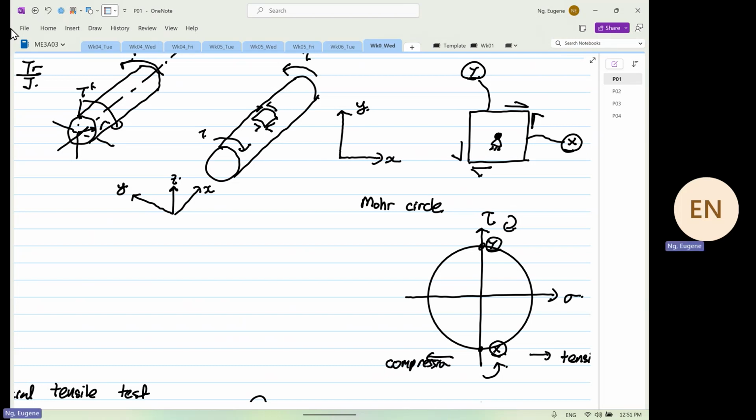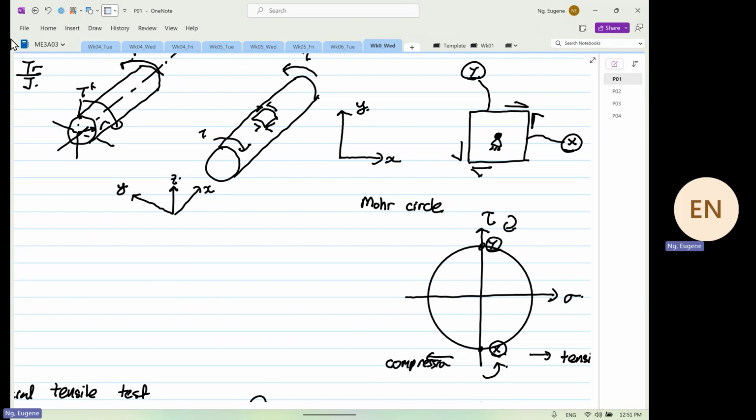Over here is what? Tensile. Over here is what? Compression. If you look at point X, rotating in an anti-clockwise direction, this is what? How many degrees? 90 degrees. Yes or no? Okay, now wait. Okay, that is 90 degrees. So if we were to draw, now 90 degrees clockwise or anti-clockwise? Anti-clockwise.